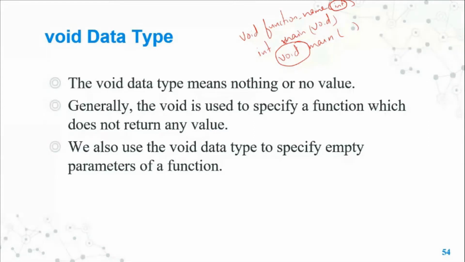We also use the void data type to specify empty parameters of a function. So these are the two uses. One is that it represents that nothing is being passed out of a particular function, or nothing is returned by the function. Then we use void again to specify that there are no parameters to be given into the function. So those are the two uses of void.